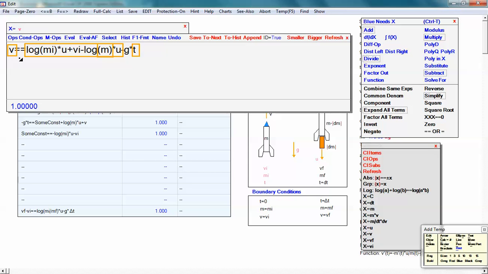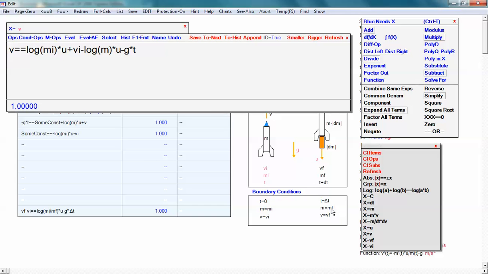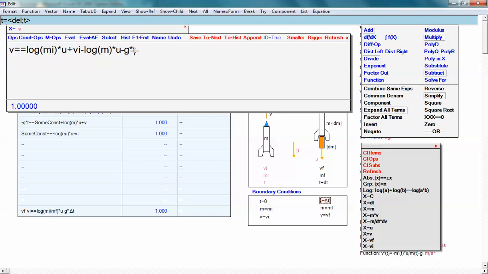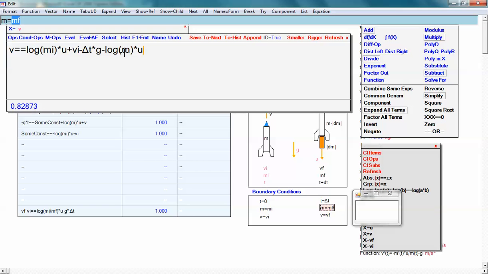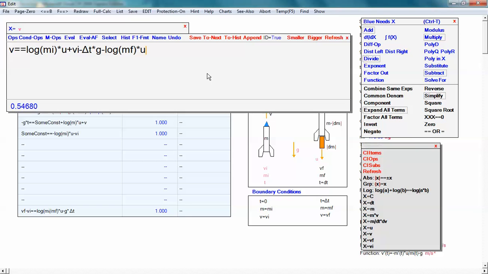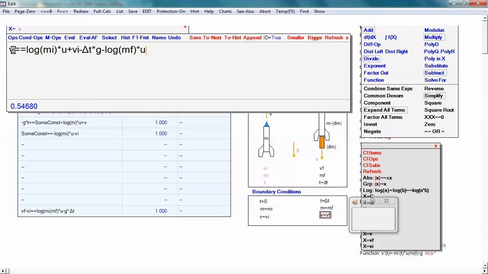So let's make those substitutions. Let's get rid of our temporary items. So we're saying what is the situation after del t, so let's put that in there for t. And we're calling our final mass mf, so let's put that in there. And we're calling our final velocity vf, so we just put that in there.